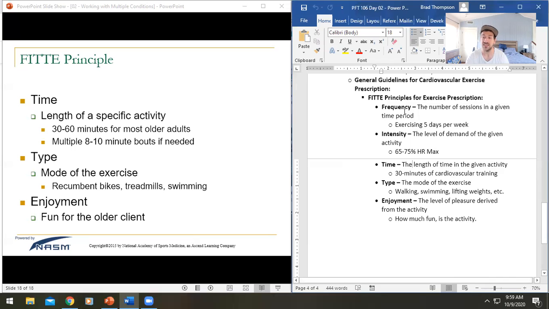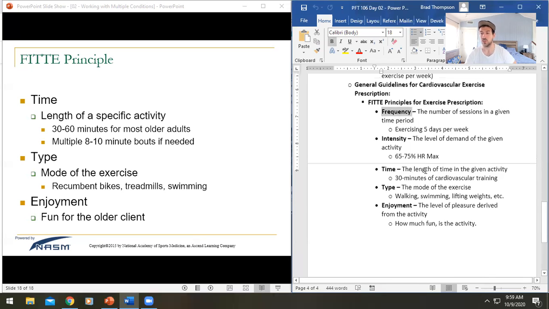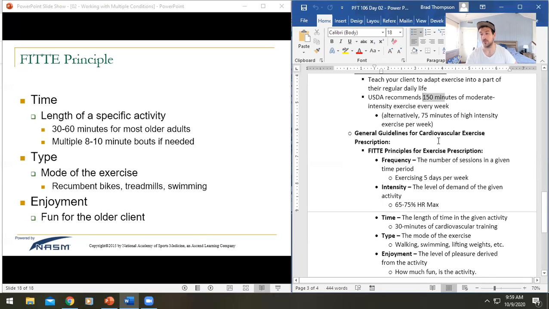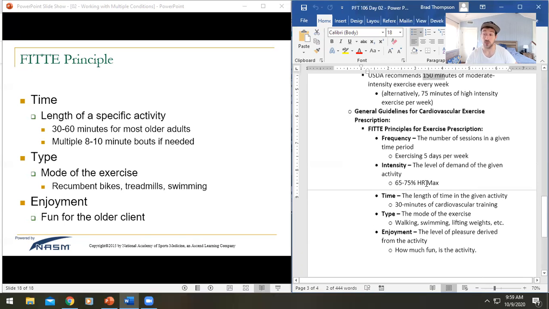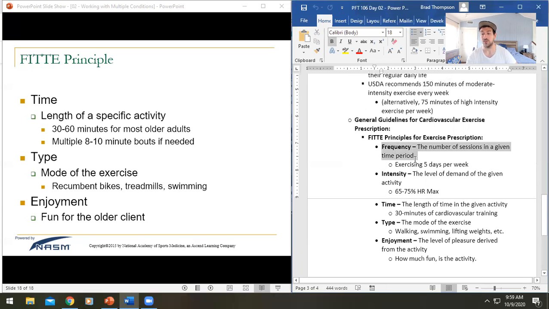So frequency is the number of sessions in a given time period. We just talked about how if you were to do 150 minutes per week and you were to do 30 minutes a day, that frequency would be 5 days per week, right? The intensity is moderate, right?